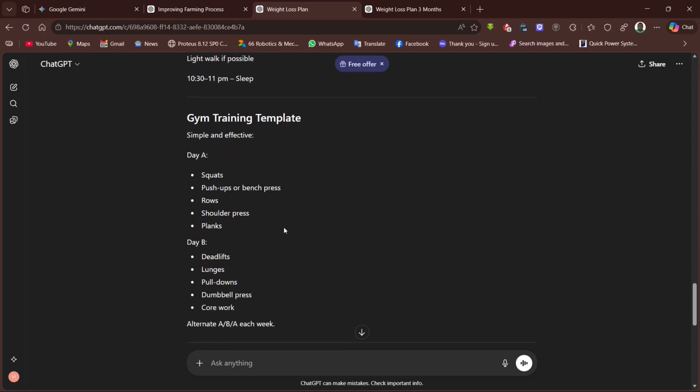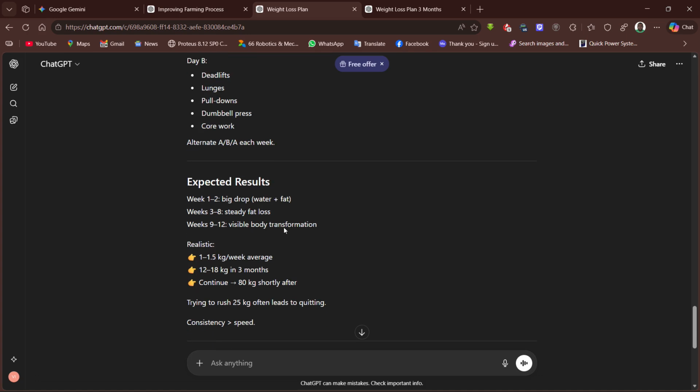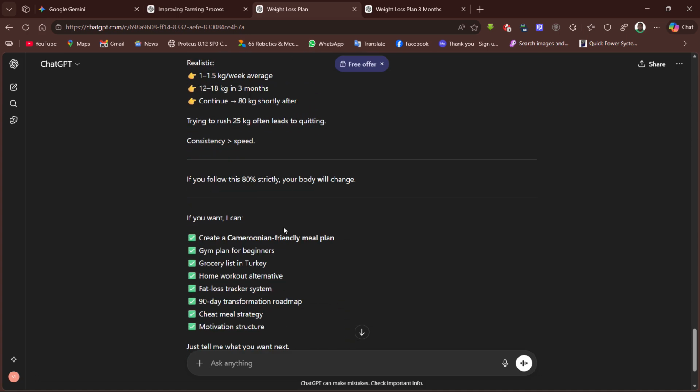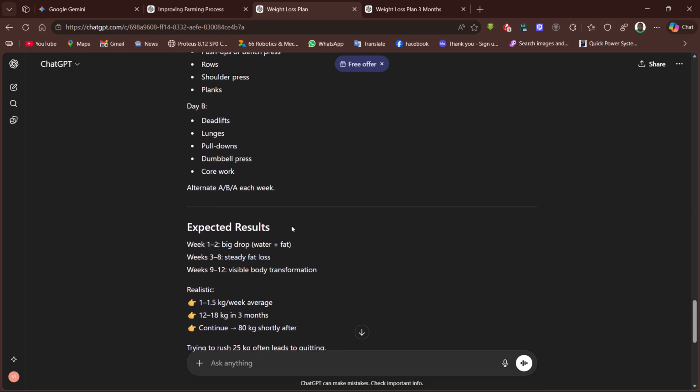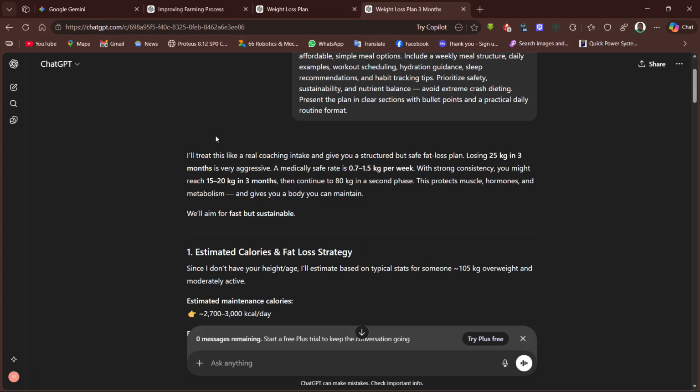Now, this is already a very, very good option in my opinion. It will definitely help you to lose weight and to gain muscle mass if that's what you're looking for with this prompt. But let's see what we get with our more improved prompt. It says, I'll treat this like a real coach, like a real coaching intake, and give you a structured but safe fat loss plan. Then it still repeats, losing 25 kilograms in 3 months is very aggressive.